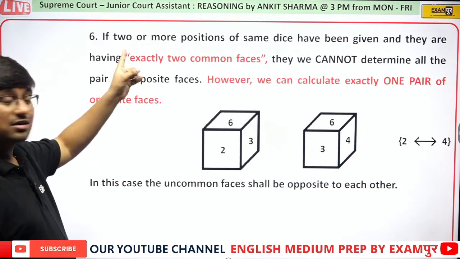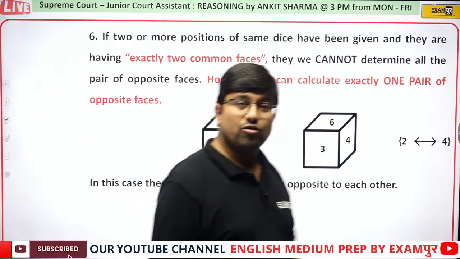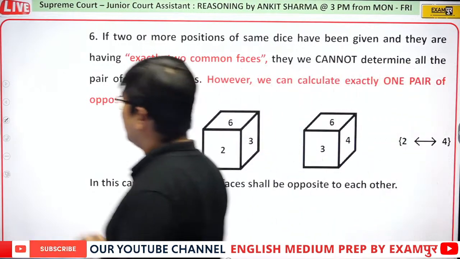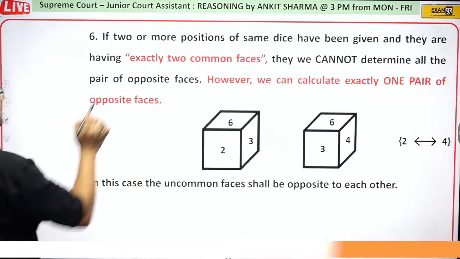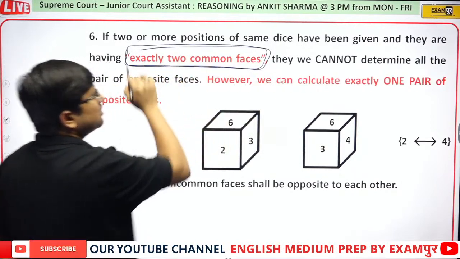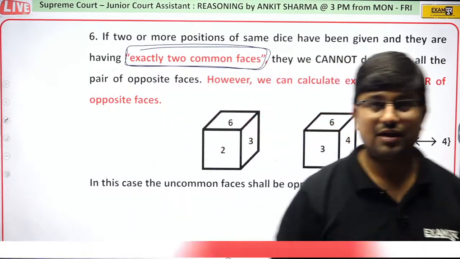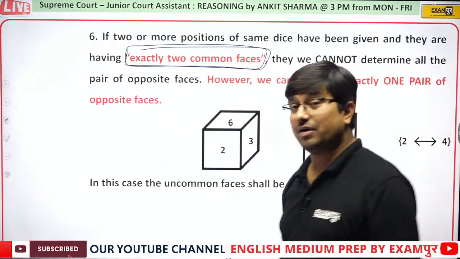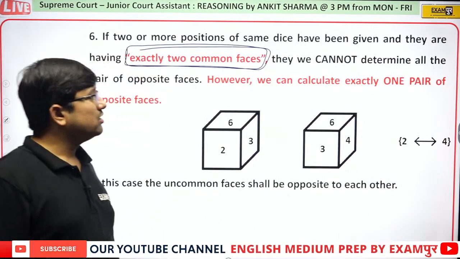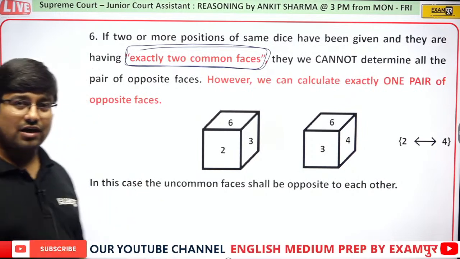So have a look at this. If two or more positions of the same dice are given and they have exactly two common faces, then we cannot determine all the pairs of opposite faces. However, we can conclude exactly one pair of opposite faces.